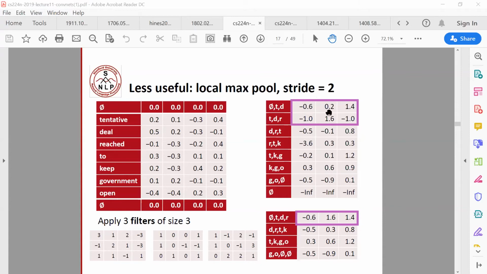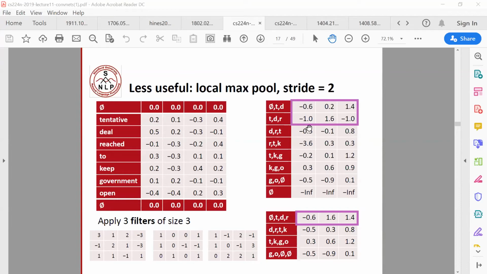And the next thing he does is he moves this down. Instead of moving it 1, move it down 2 so it overlaps these 2 rows. And then if you look at this, the maximum of this one is minus 0.5, so that's what goes there. The maximum of these two numbers is 0.3, so that's what goes there. And the maximum here is 0.8, so that's what goes there. Okay, and then you can continue.